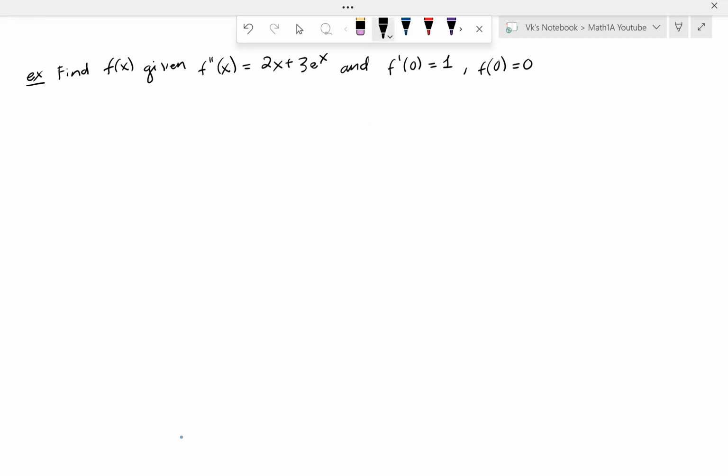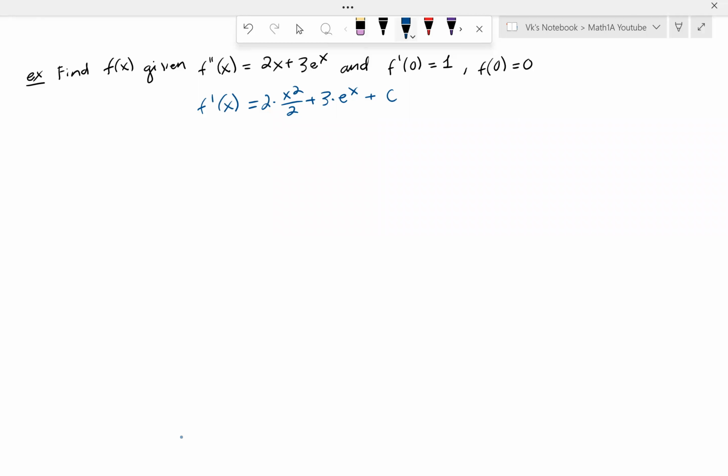From the definition of antiderivative, if the second derivative is 2x plus 3e to the x, then the antiderivative of the second derivative is the first derivative. So f prime of x is 2 times x squared over 2 plus 3 times e to the x. That would be plus C, because we always use the general antiderivative.